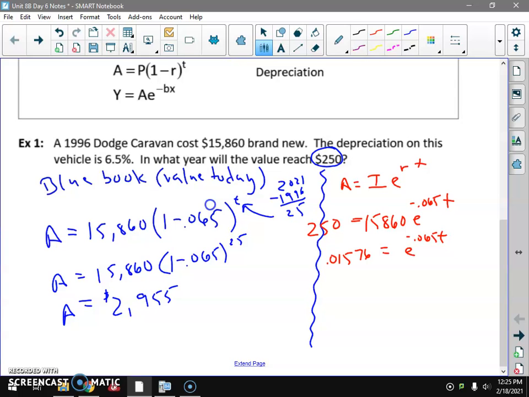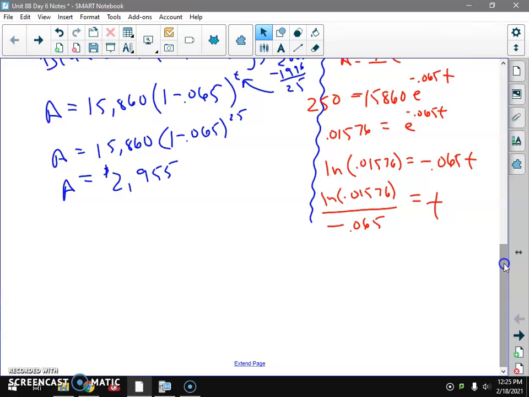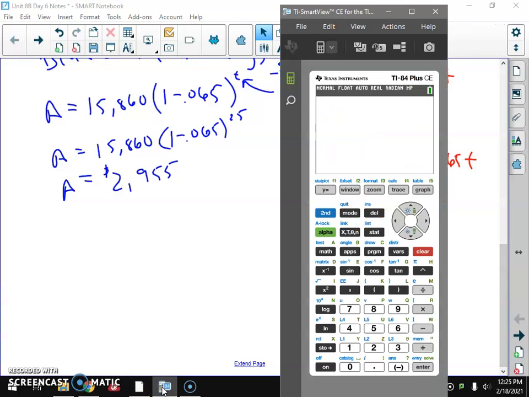What do I do next? To get that variable down, we either get the bases the same, impossible, or take a log, in this case a natural log. 0.01576 equals, if I do ln of that, I shoot it down front, I end up with this. And you can skip that step right there. So again, calculator inactive, I can find the answer as long as I accept this as my answer. Now I can plug that into my calculator, and we can find when it's worth $250.